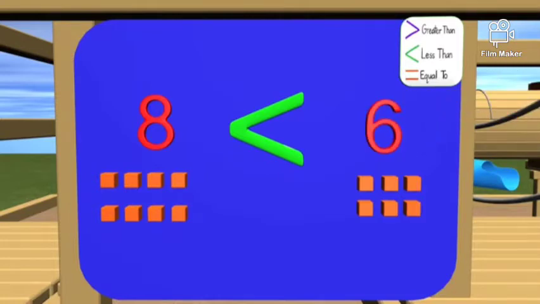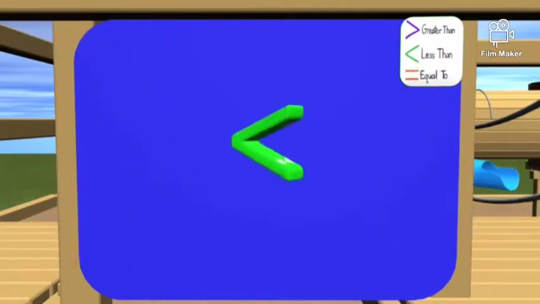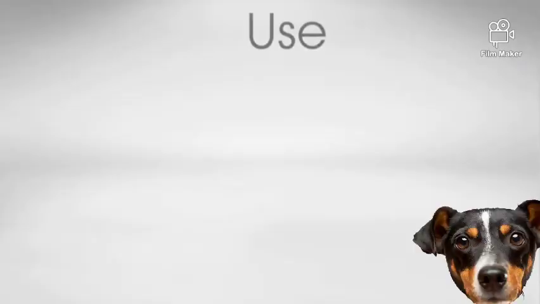Now, 8 boxes are there and here on the right side 6 boxes are there. So you all have put the sign of less than. No, wrong. Yes, now you all are correct. The crocodile's mouth opens towards the bigger number and we read it as 8 is greater than 6. You all made the crocodile happy.